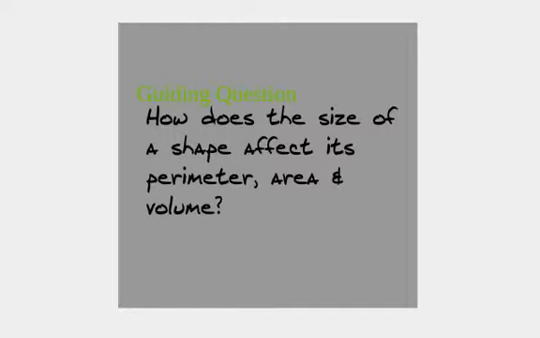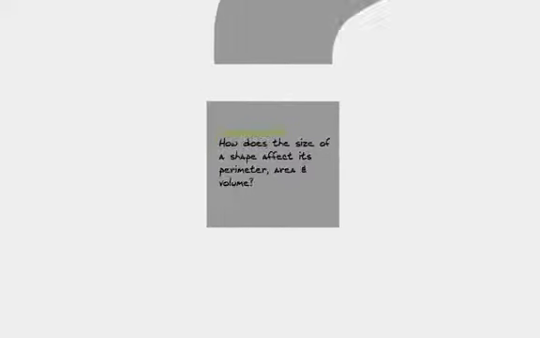When you double the length of the sides, what does that do to the perimeter? What does that do to the area? And if you have a 3D object, what does that do to the volume? Well, that's what we're going to be answering today.